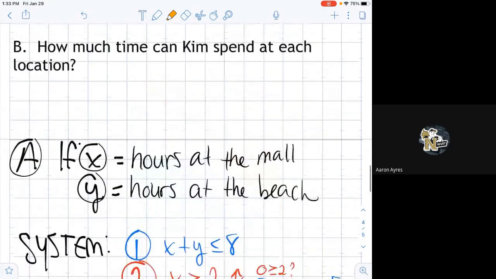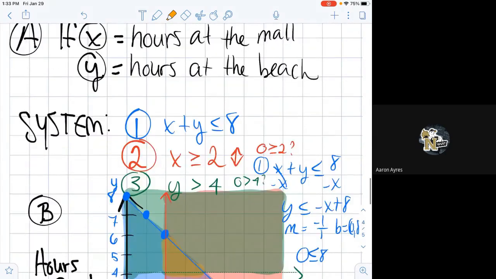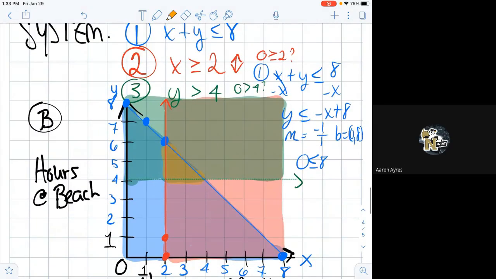How much time can Kim spend at each location? All right, so give me a possibility. Raise your hand, analyze your graph, give me a possibility. How many hours can she spend at the mall? How many hours can she spend at the beach? And fulfill all the requirements of the problem.